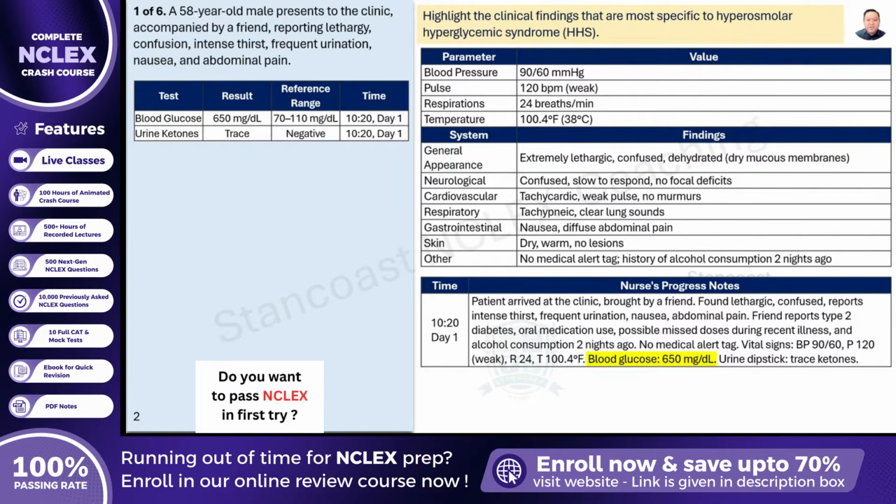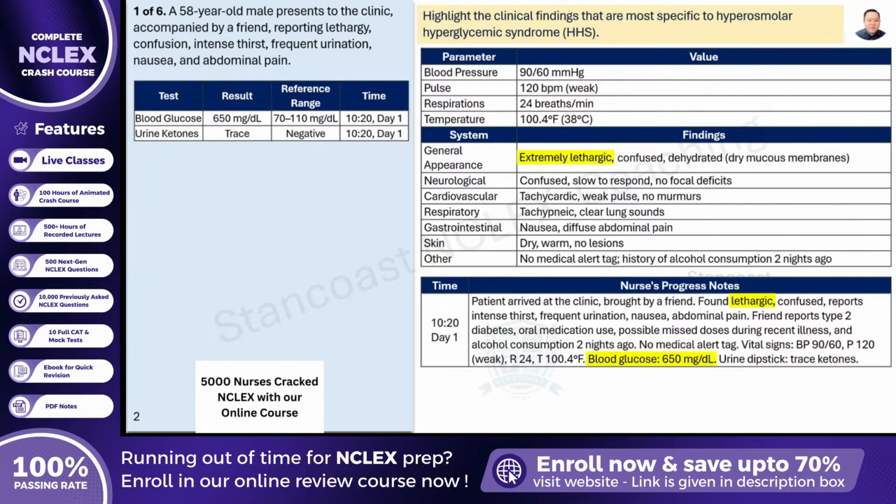Now, the next finding that you should highlight here is extremely lethargic. This level of tiredness or lack of energy shows that the brain is affected. Now, take note that in HHS, the brain doesn't get enough fluid because of the hyperosmolar state, which leads to the person's altered mental status. So pay attention to that one.